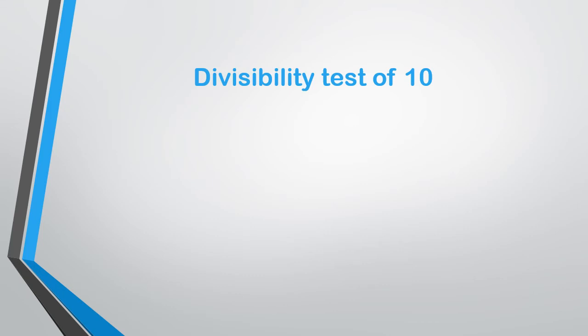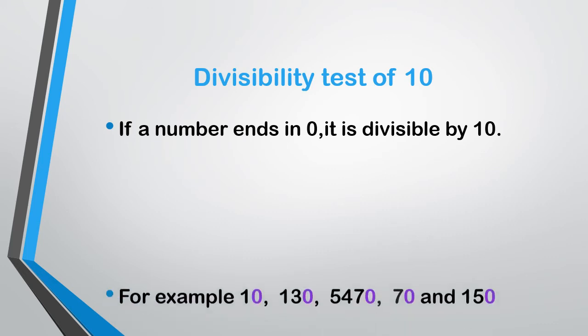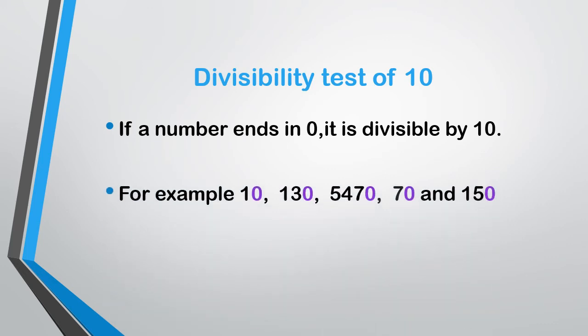Divisibility test of 10. If a number ends in 0, it is divisible by 10. So if the last digit is 0 means it is divisible by 10. We'll see some examples. 10. So 10 is divisible by 10 because the last digit is 0.